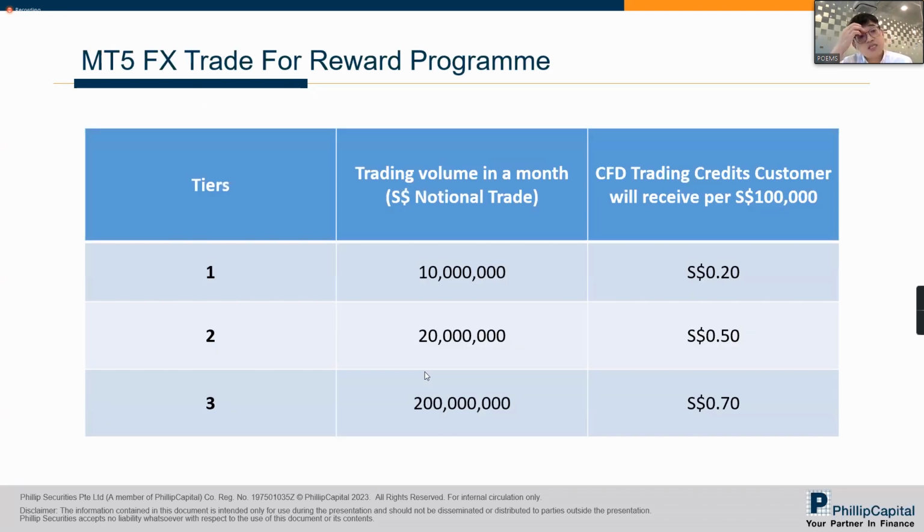Okay. So this is the reward by using MT5 FX trade reward program. If you are in tier 1, your trading value in a month is 10 million, you will receive 20 cents for every 100,000 you trade. For tier 2, 20 million, for every 100,000 you trade, you will receive 50 cents. And for tier 3, 200 million, for every 100,000 you trade, you will receive 70 cents in trading credits.